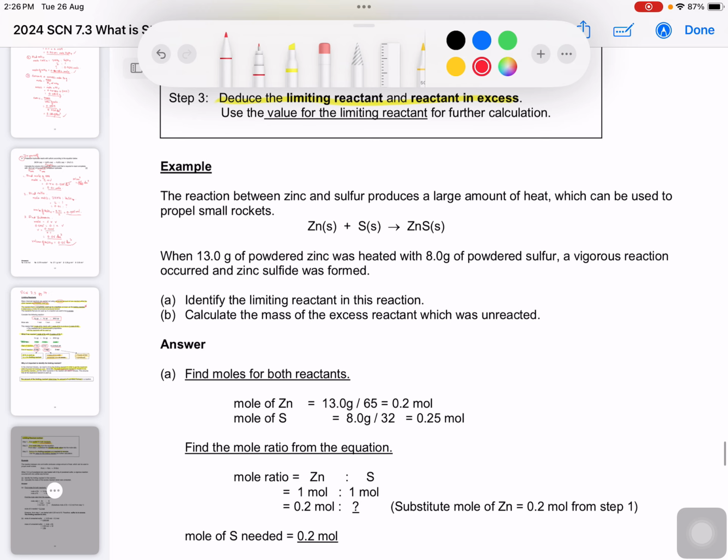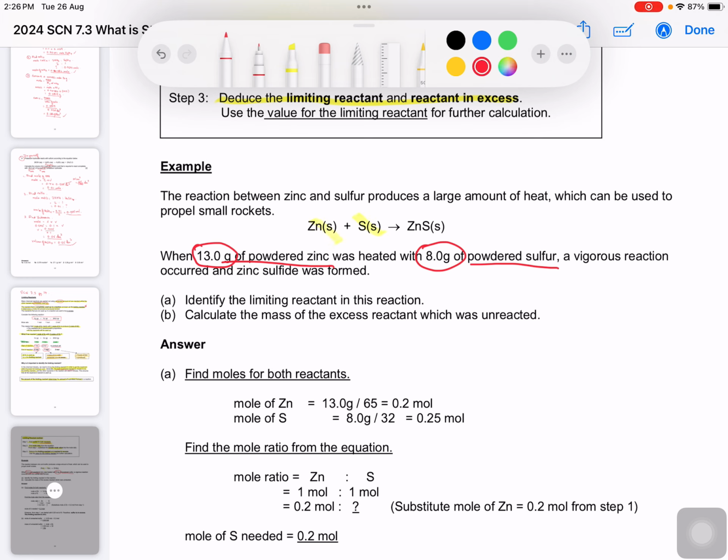The reaction between zinc and sulfur produces a large amount of heat. Our first number we got already. 13 grams of zinc. Okay, 8 grams of sulfur. So it's zinc and sulfur.